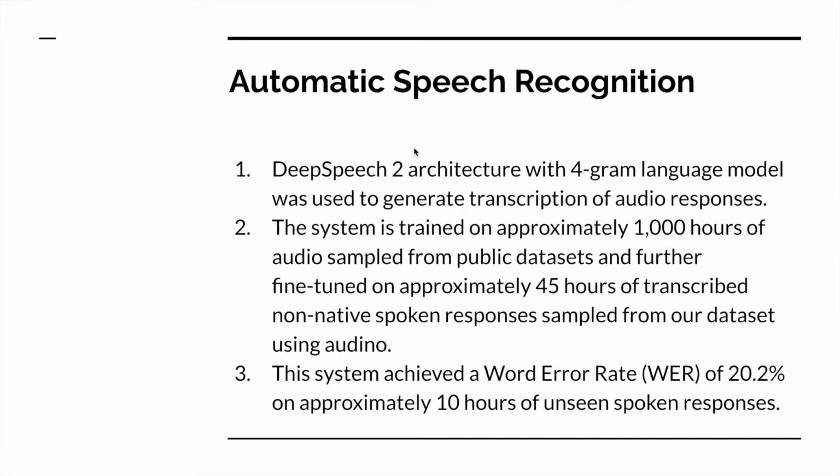Let's look into each module in a bit more detail. For the automated speech recognition system, we use the Deep Speech 2 architecture with a 4-gram language model. This system was trained on approximately 1000 hours of audio samples from public datasets and further fine-tuned on approximately 45 hours of transcribed non-native responses from our dataset using Ordino. The system achieved a word error rate of 20% on approximately 10 hours of unseen spoken responses.